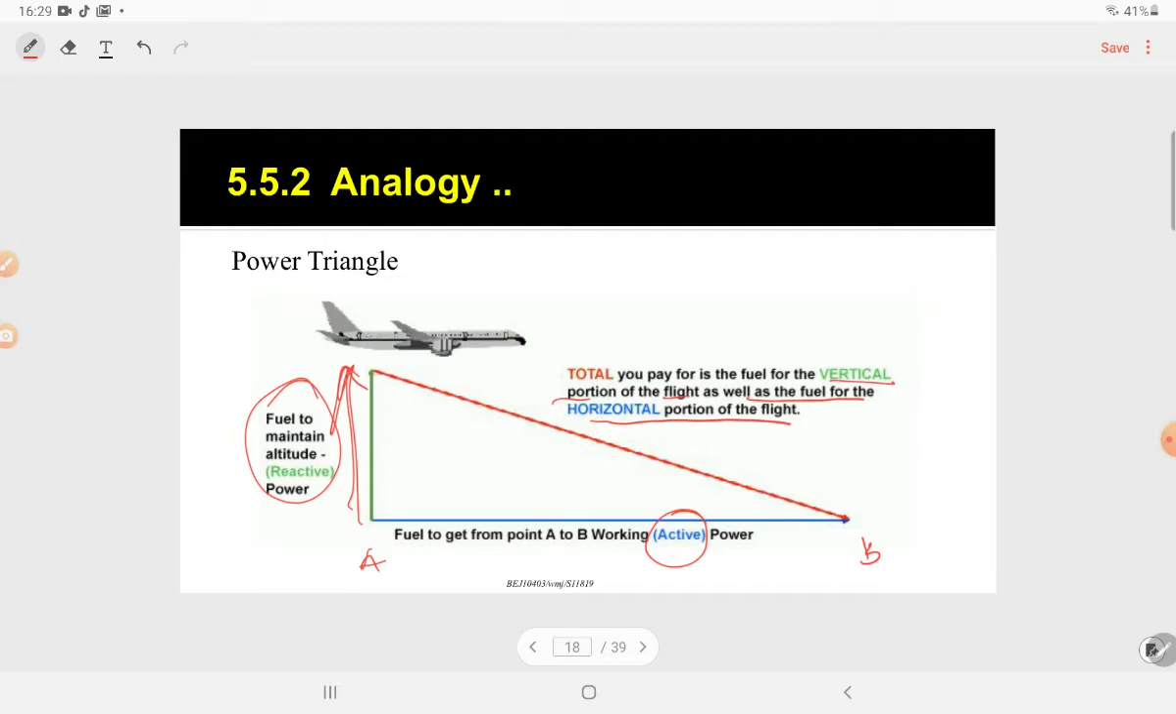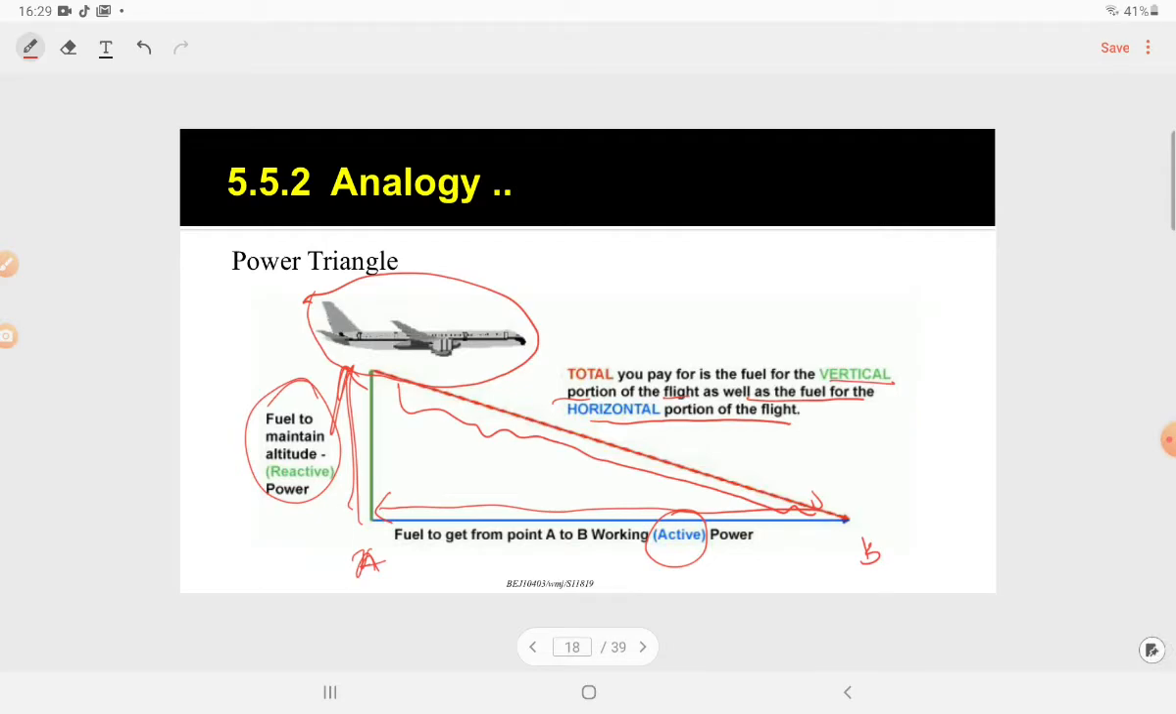So let's say you have another vehicle, a land transportation, to get from destination A to point B. Okay, so you just go straight, right? So the fuel that we consume is actually from point A to point B. But when you use air transportation, the fuel is needed in order to maintain the altitude of the aeroplane. So therefore we still need to pay for the total of the vertical and horizontal portions of the flight.